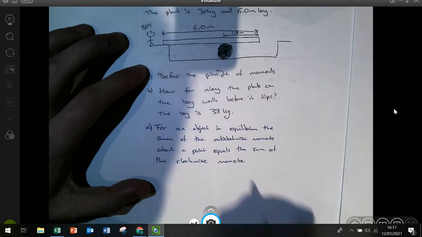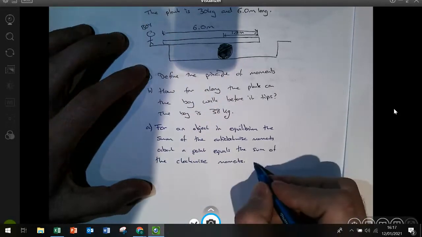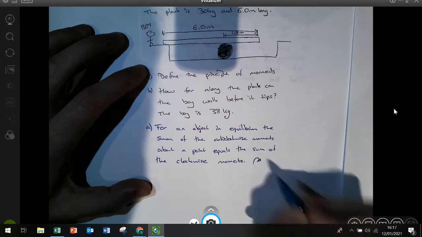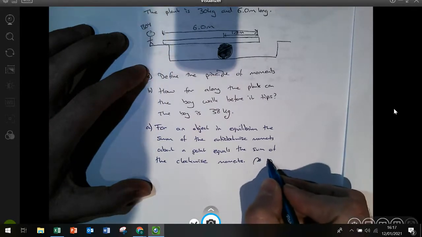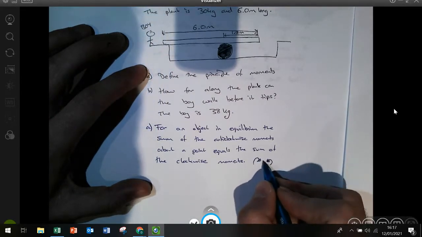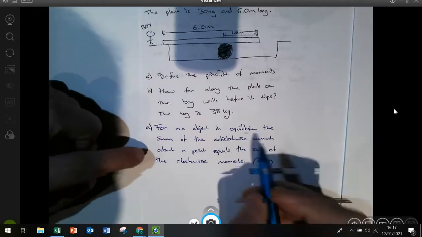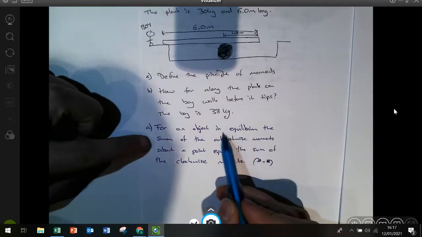So there's only really one way to say this. All that's saying is if we think about all the moments that are trying to rotate it this way, they will equal all the moments that are trying to rotate it this way if it's in equilibrium. That's an important bit, if it's in equilibrium.